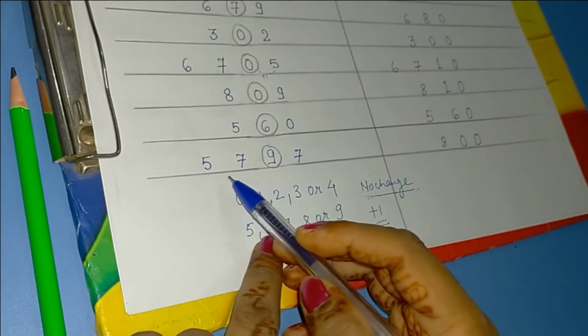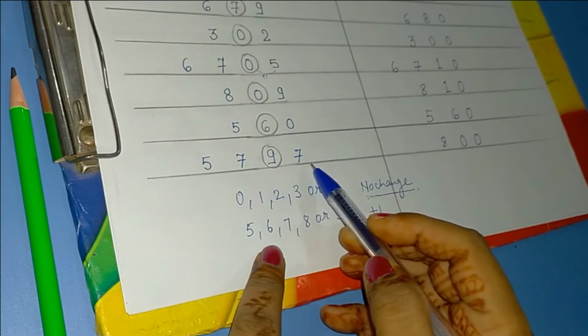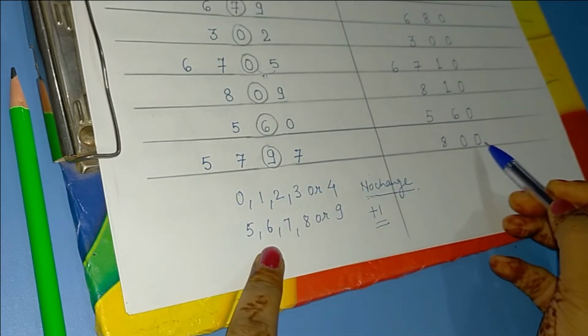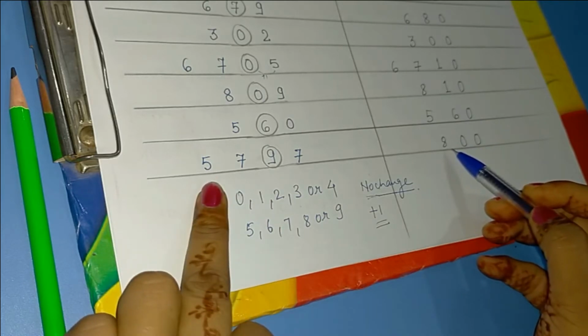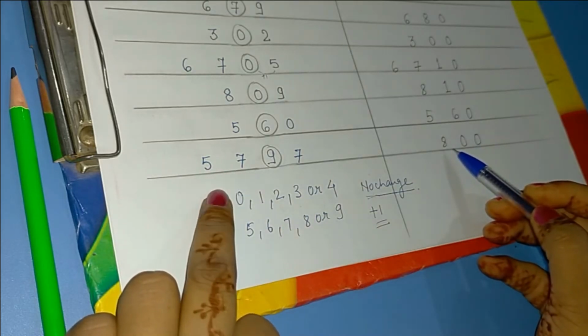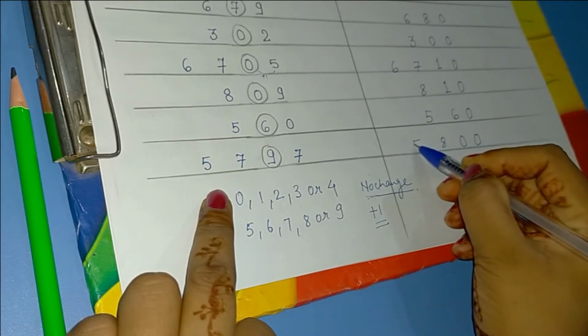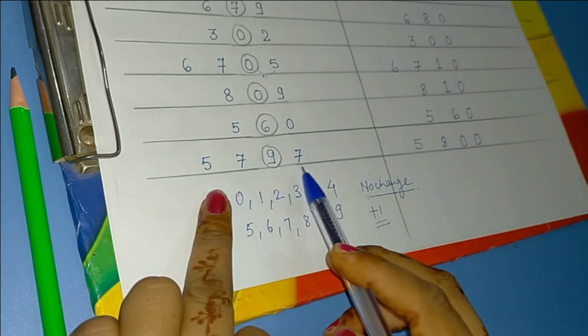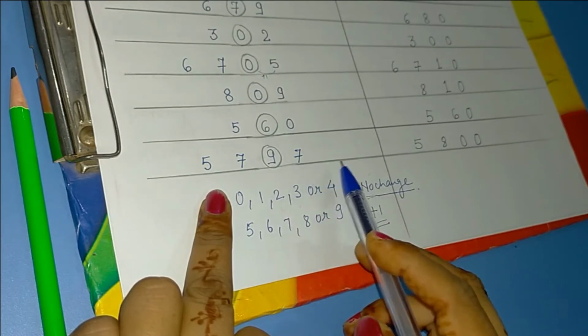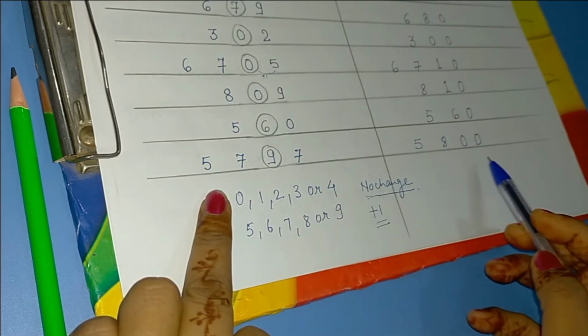Our last number was 5797. Here we already wrote the digit present at ones place, tens place, 100 place. Now we are pending with the digit present at 1000 place. So we will copy this as it is, and here you can see that 5797, when rounded off to nearest 10, we got 5800.